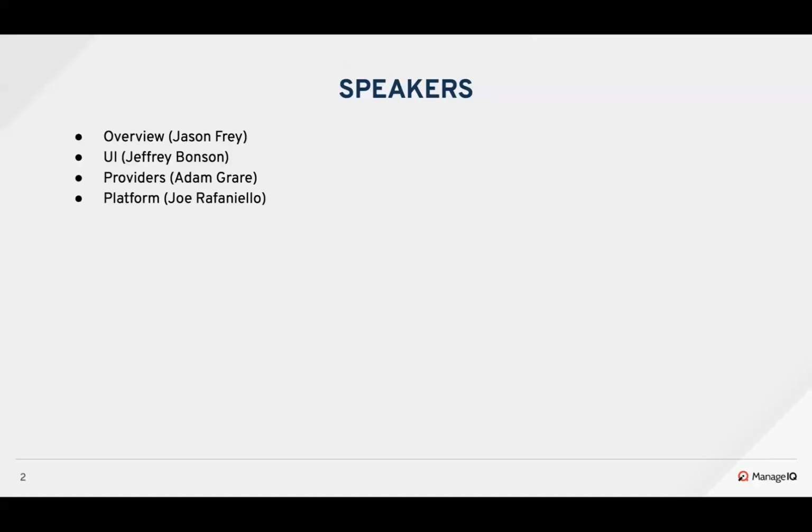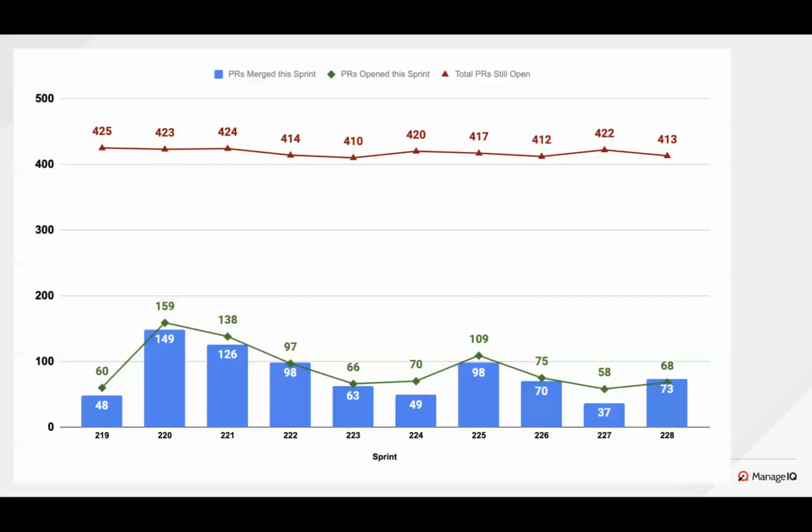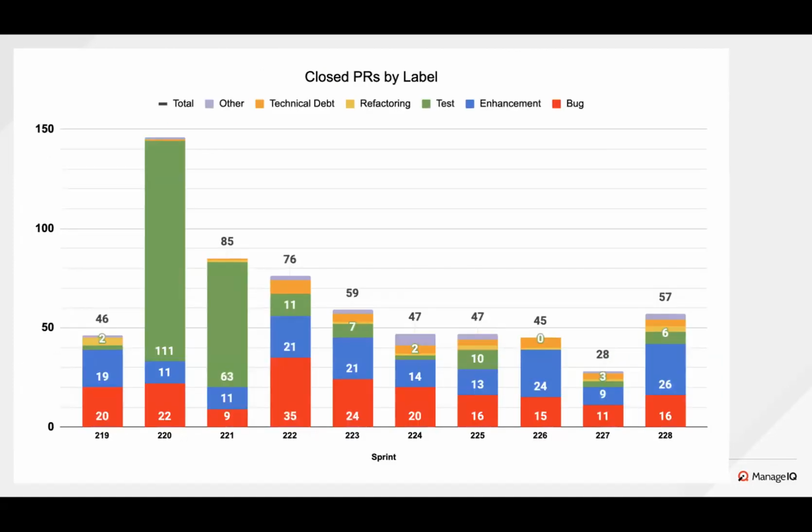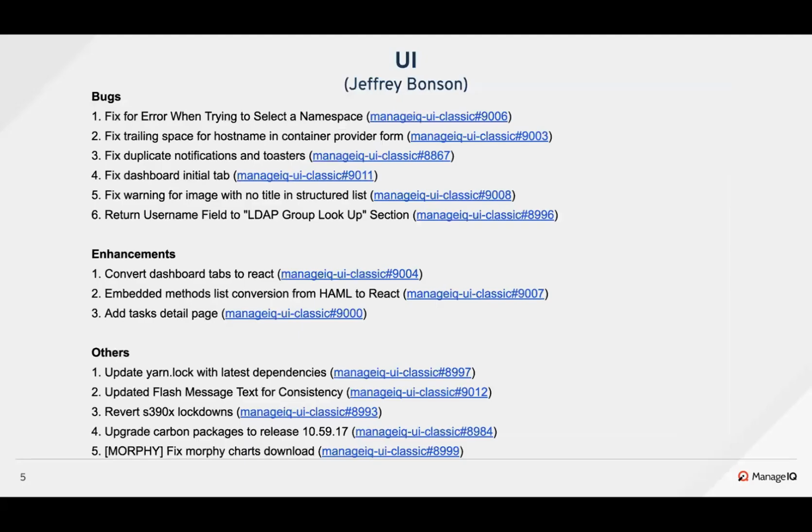I'll start with the overview, Jeffrey on the UI, Adam on providers, and Joe on the platform. So like I said, even though it was 4 weeks, it's kind of a reasonably sized sprint with 73 PRs merged this sprint, 26 enhancements, 16 bugs, and a smattering of the rest. And over to Jeffrey.